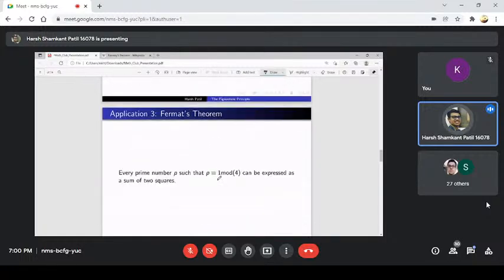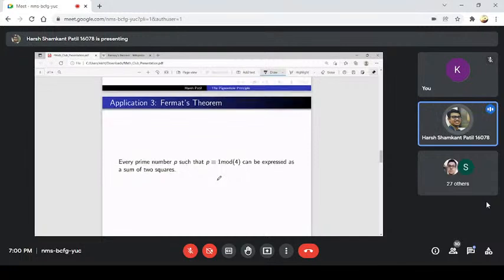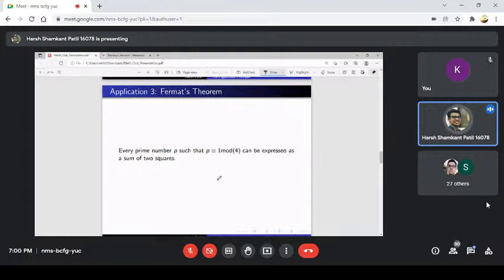Now we are going to the last application of Fermat's theorem. This one is from number theory, and what it says is that every prime number which is congruent to 1 modulo 4 can be expressed as a sum of 2 squares.